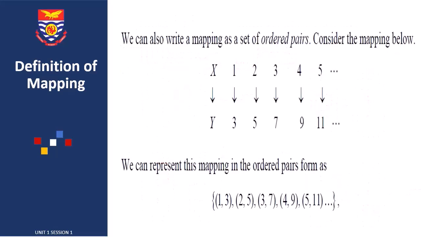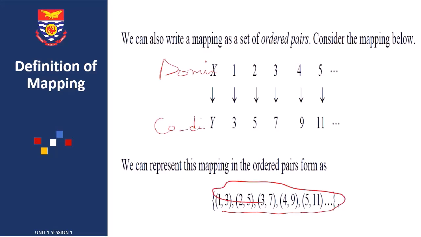We can also write a mapping as a set of ordered pairs, like the arrow diagram. So here you can see the domain, and this is your codomain. These are the set of ordered pairs. So 1 maps to 3, 2 maps to 5, 3 maps to 7, 4 maps to 9, and 5 maps to 11. Set of ordered pairs. So that is another way of describing a mapping.